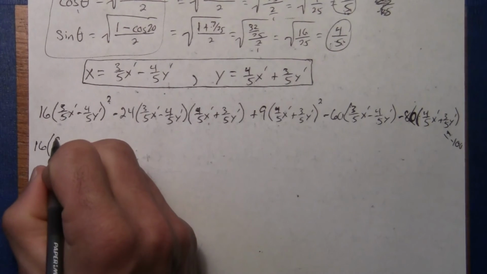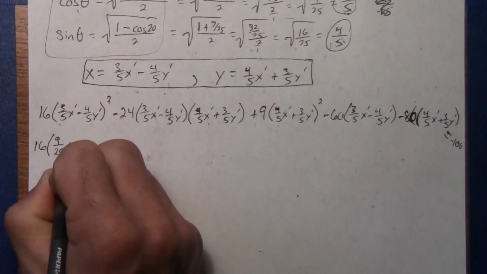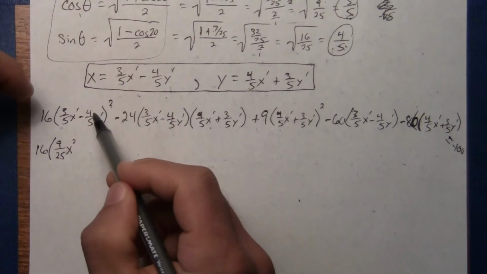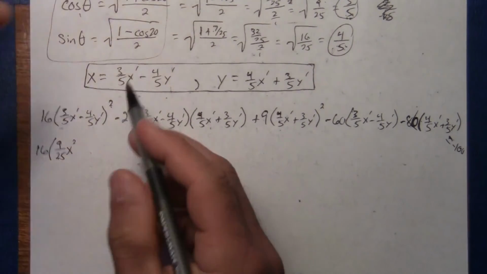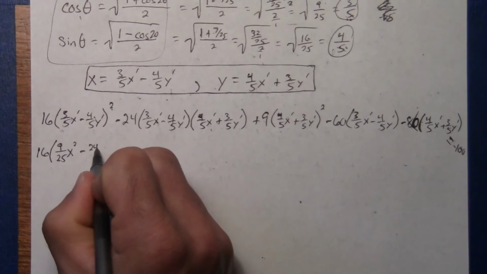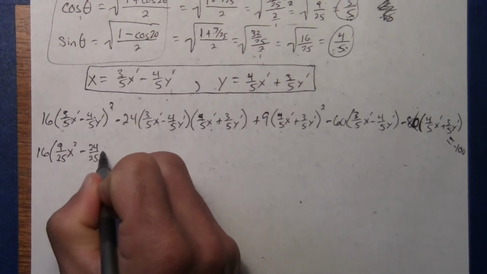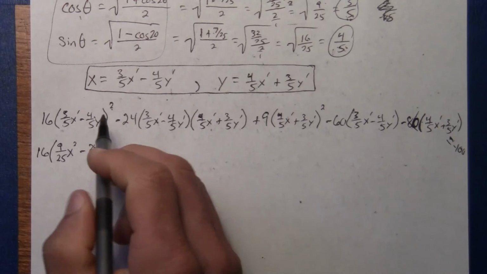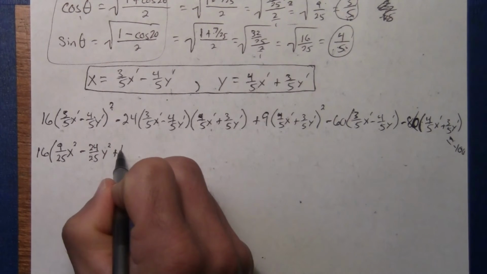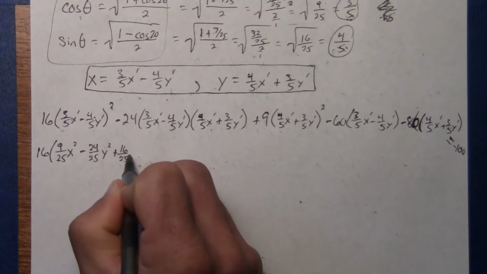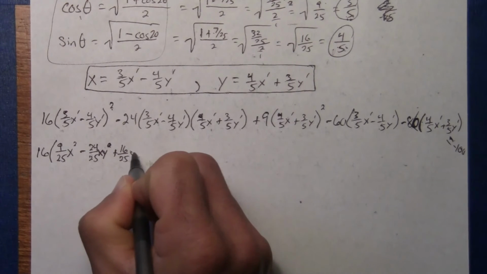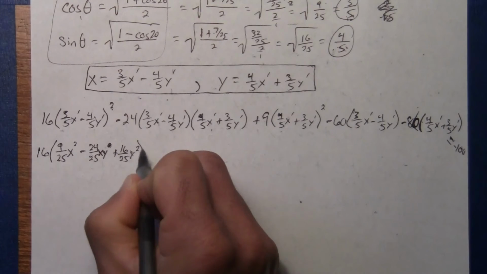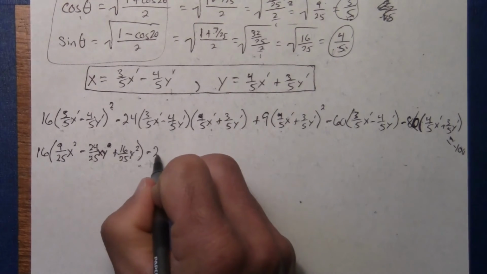Squaring that term is going to give me 9/25 x squared. Multiplying the insides together gives me negative 12, and the outsides would also give me negative 12, so negative 24/25 xy. Squaring this term would give me positive 16/25 y squared. Whoops, that first one should not be y squared, that should be xy. There we go.